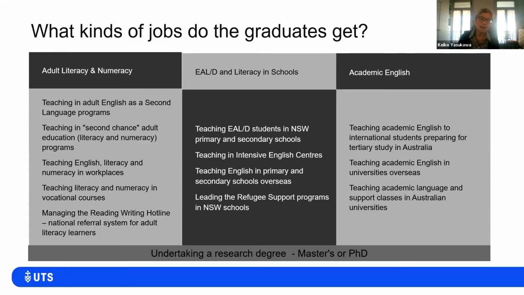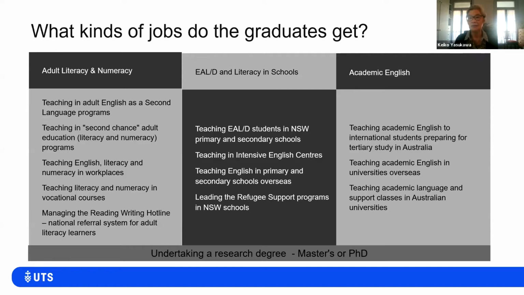And one of our graduates is managing the Reading and Writing Hotline, which is a national referral system funded by the Commonwealth government for adult literacy learners, adults who ring up the hotline to say, I'm 56 years old and I finally drummed up the courage to seek help in improving my literacy. Can you suggest a program I can enroll in?